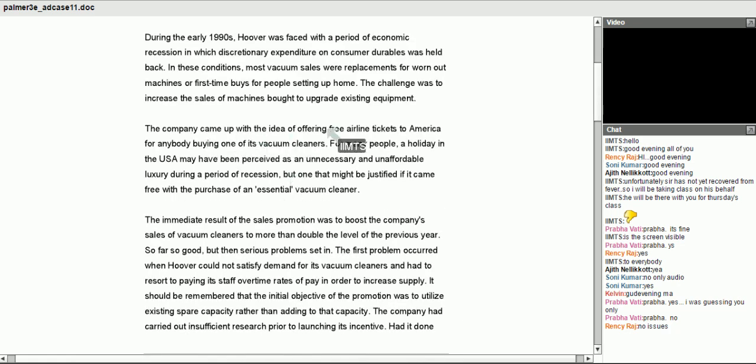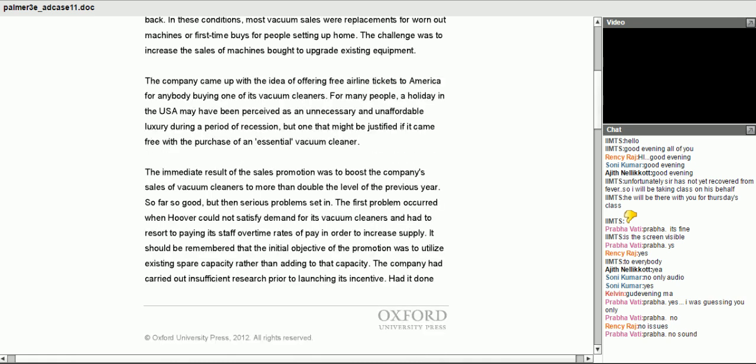The company came up with the idea of offering free airline tickets to America for anybody buying one of its vacuum cleaners. For many people, a holiday in USA may have been perceived as an unnecessary and unaffordable luxury during a period of recession, but one that might be justified if it came free with the purchase of an essential vacuum cleaner. Okay, so in normal days, that was something not to be paid attention to. But if it was free, then it was good.